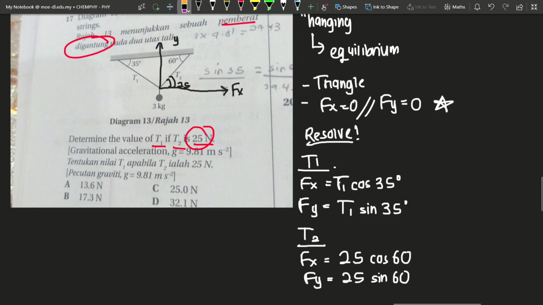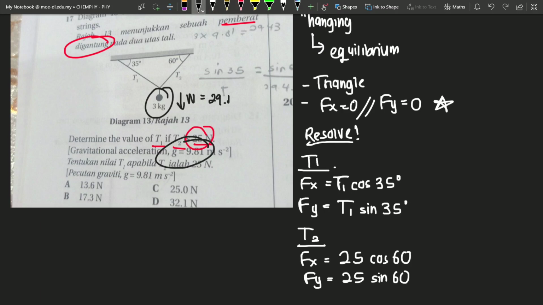So another force that needs to be resolved. Daya seterusnya yang kita akan resolve adalah berat objek ni. Kita tahu berat adalah mass darab gravitational acceleration. G is 9.81. So your W is actually equal to 29.43 Newton. For W, if you want to resolve it, it actually only has Fy. Sebab arah kita memang betul-betul ke bawah. The direction is really straight to the downward direction.